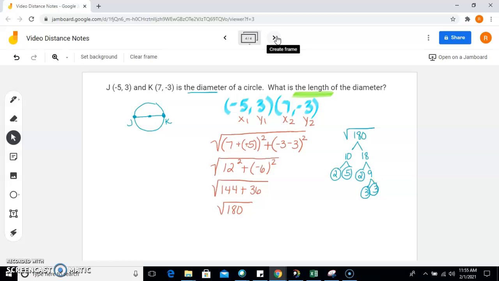Once I'm at all primes, I'm going back underneath from least to greatest. And then I'm looking for pairs. Pair of 3s, get rid of 1, bring it out. That 5 will stay inside by itself, so we'll multiply. 2 times 3 is 6, square root of 5. So again, length of a line segment, we will be using the distance formula.